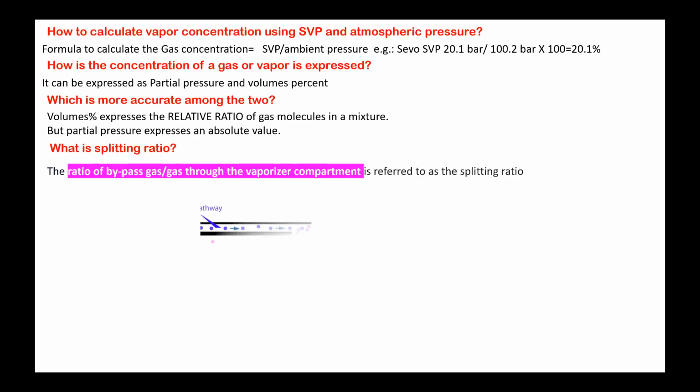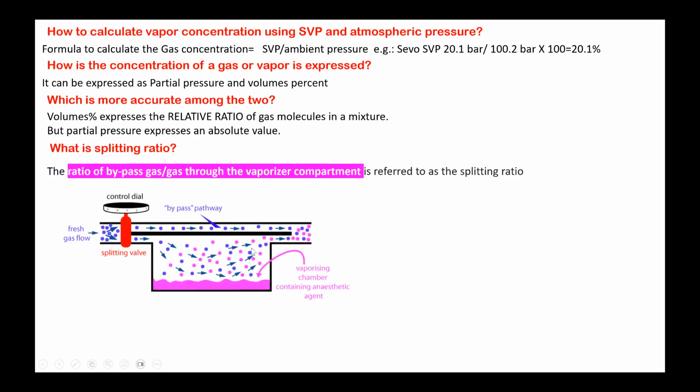Okay, so that is the basic thing that we have to understand. I am showing here the fresh gas flow coming from the flow meter. This is the control dial, and this is the splitting valve. Whatever gas is there, part of it comes in when the control dial is set at a particular level, and some of the gas goes straight. This is the bypass pathway.